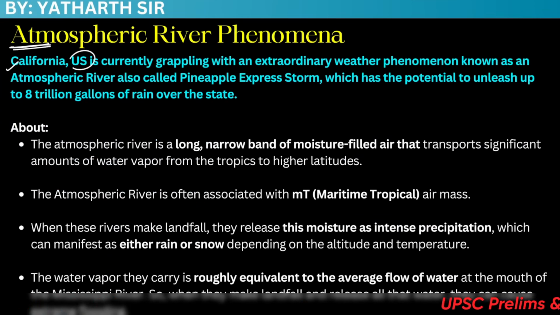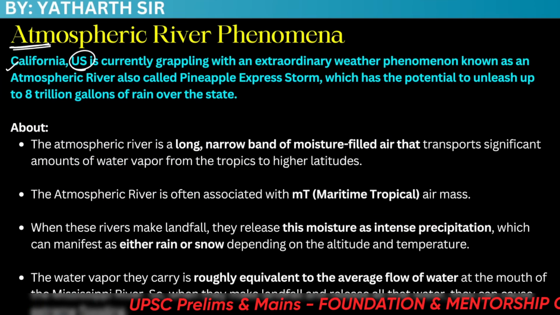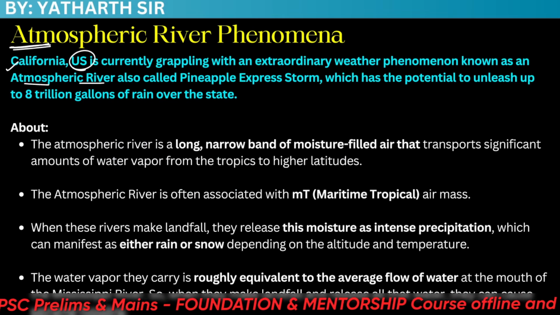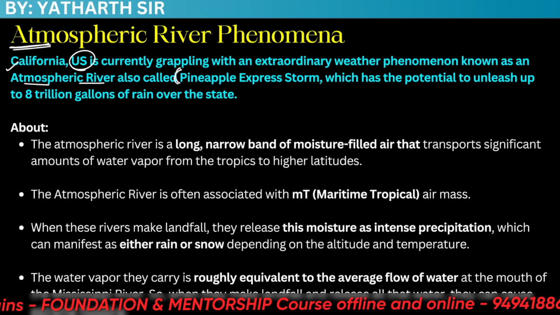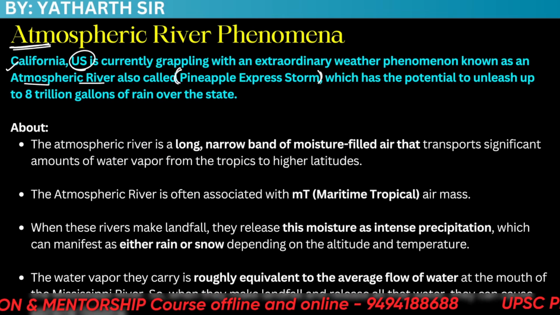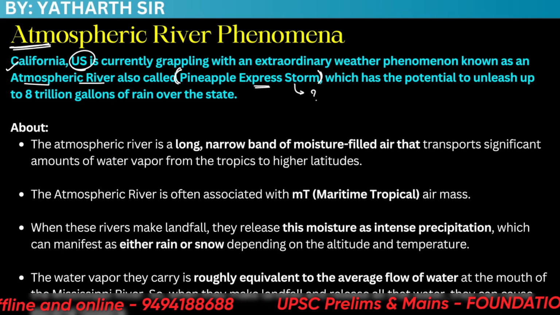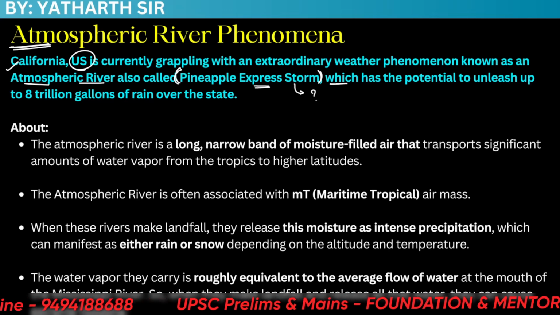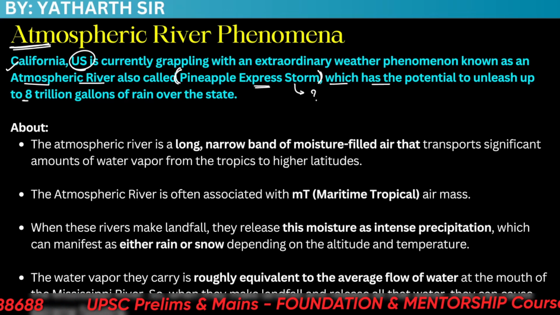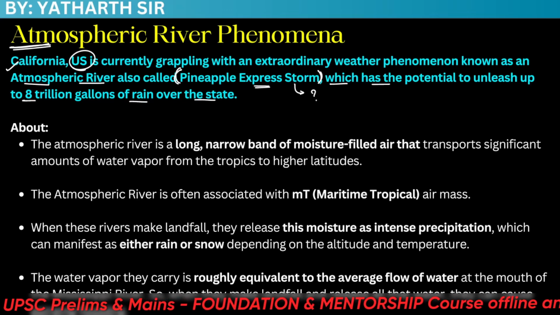California, US is currently grappling with an extraordinary weather phenomenon known as an atmospheric river. Now this phenomenon is also known as the Pineapple Express storm. So please remember this name, the Pineapple Express storm. It's also known as the atmospheric river phenomenon, which has the potential to unleash up to 8 trillion gallons of rain over the state.